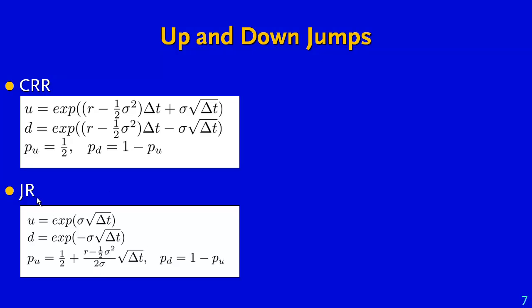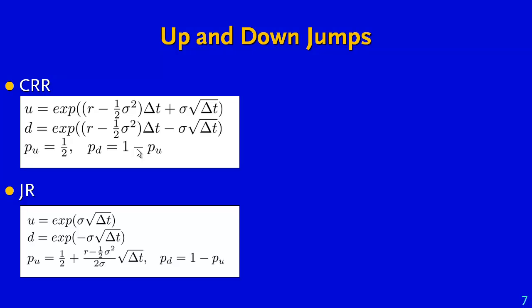Depending on the kind of scheme you're using, CRR is Cox-Ross-Rubinstein, I believe. Your up parameter is an exponential, so it's greater than 1. So you get the exponential of R minus half sigma squared delta t plus sigma square root of delta t, and the down is this quantity here. So if you work it out, the probability of going up is a half, and the down probability is 1 minus the up probability, of course.